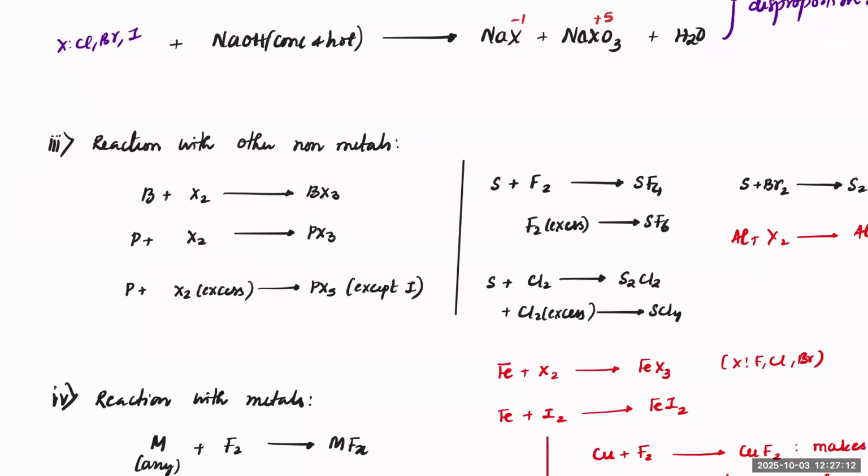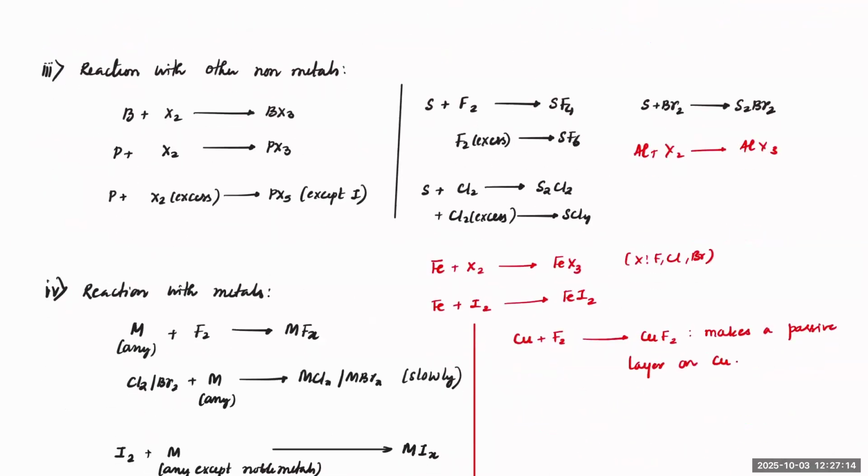If you check out the reaction with the non-metals, halogens usually form halides very easily with non-metals, may it be boron or phosphorus. In fact, excess halogen means you can get multiple numbers of halogens. Sulfur can become S4 or S6. If it is with fluorine, it can become SF6. Got it?